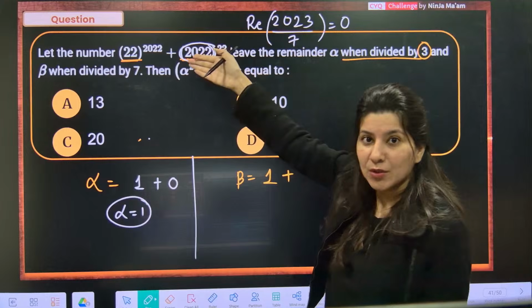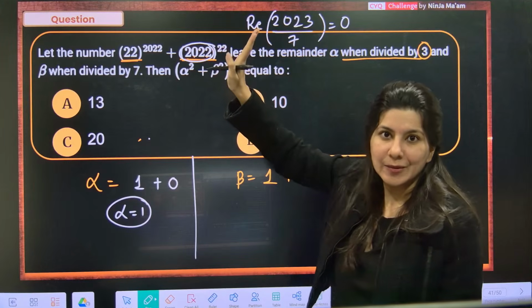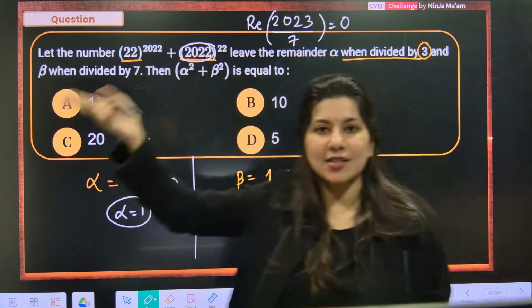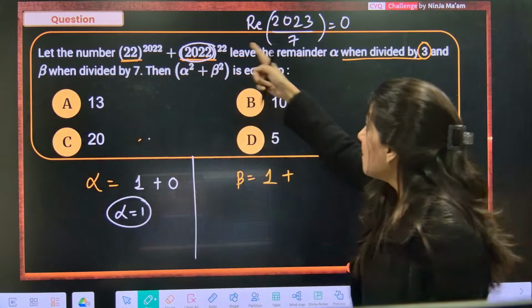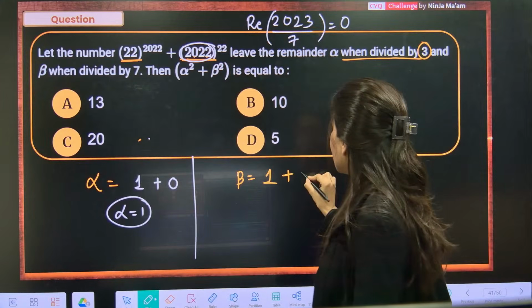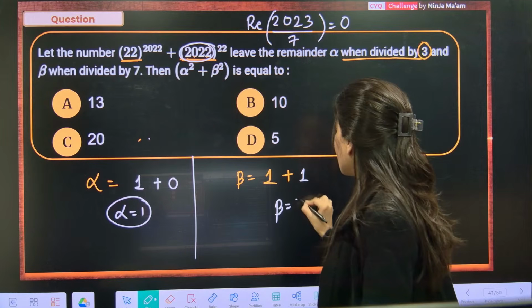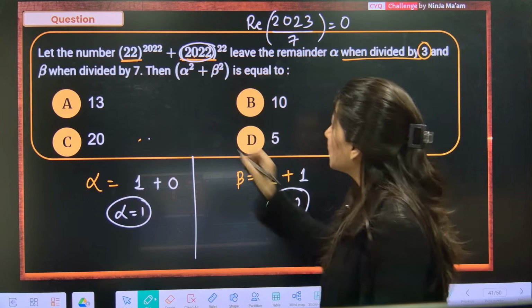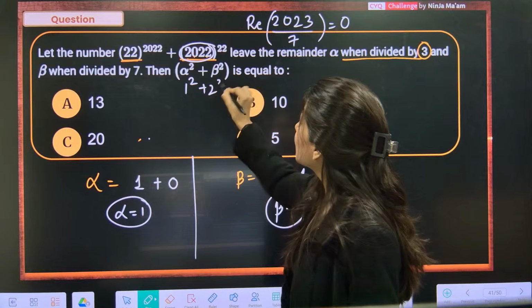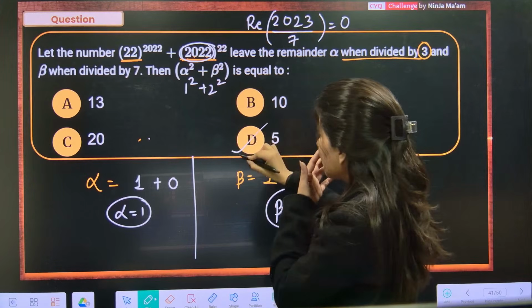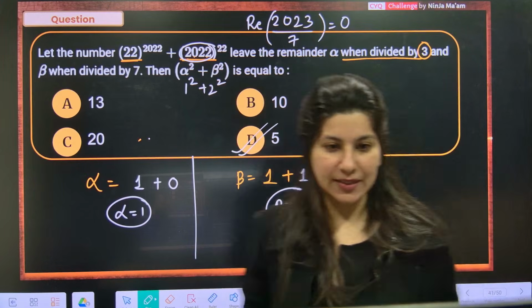So if you divide 2022 by 7, minus 1 will be the remainder, right? Minus 6 basically, but minus 1 will be the remainder. Minus 1 power 22 is going to be plus 1. So beta is coming out as 2 in that case, 1 and 2. So 1 square plus 2 square is going to be what? 5. So option D is absolutely correct.